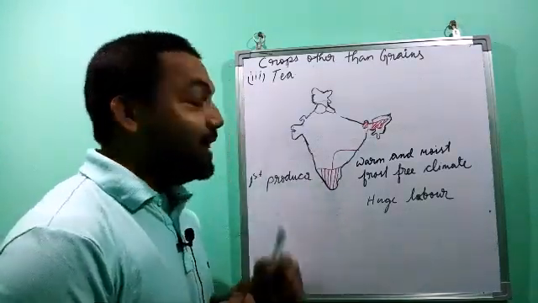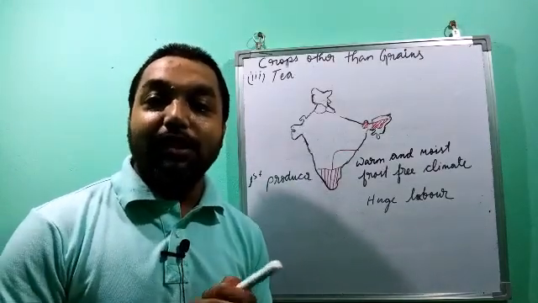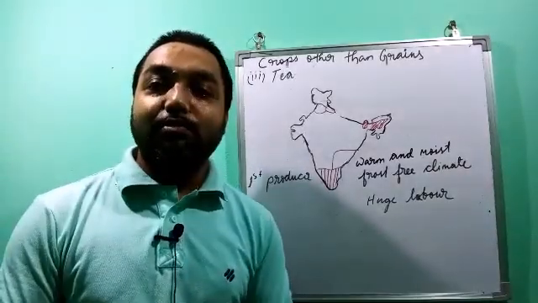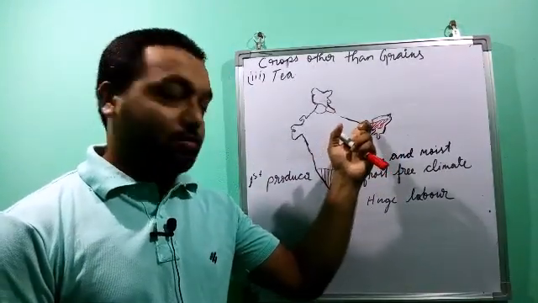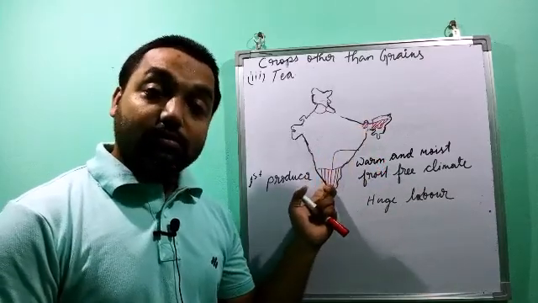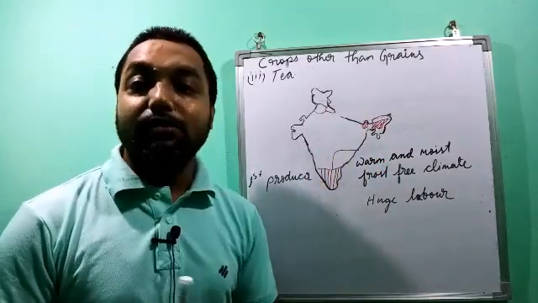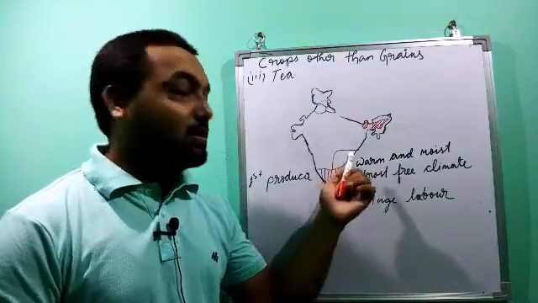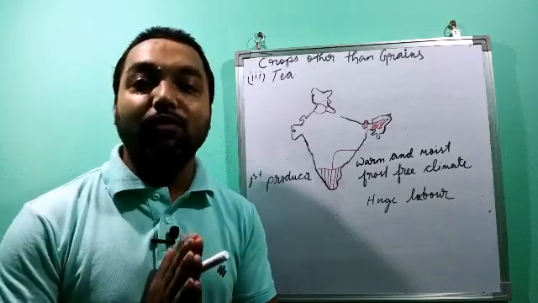So India is the largest producer of tea. Up till now, India is the largest producer of tea in the whole world. Apart from this, the most important states producing tea are Assam, then Darjeeling, then Sikkim, Kerala and Tamil Nadu. These are the states which are the major producers of tea. Apart from this, other states like Andhra Pradesh, Uttarakhand and Himachal Pradesh also produce some amount of tea.